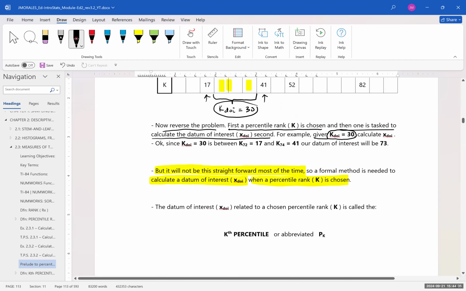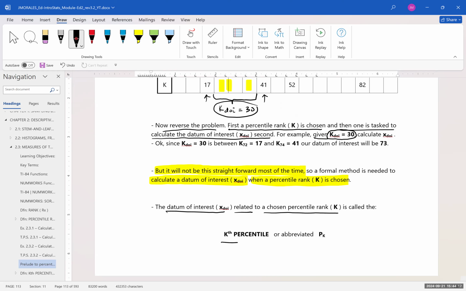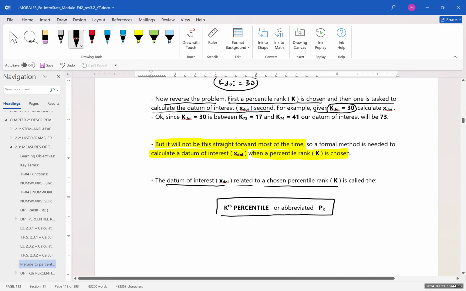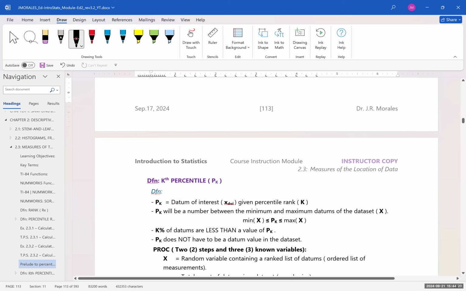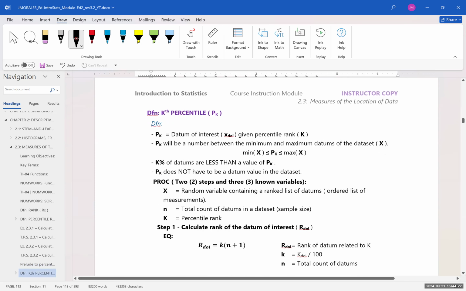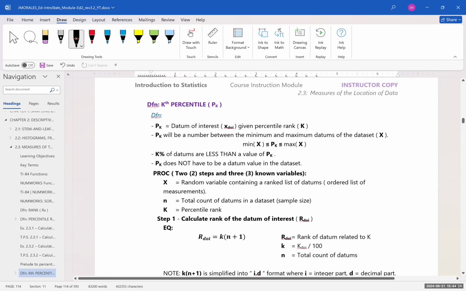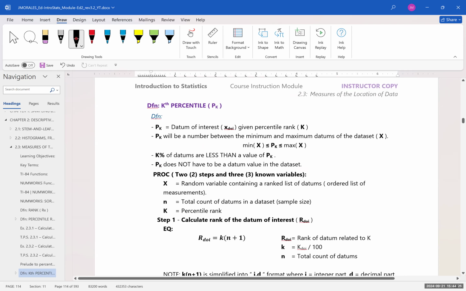The datum of interest is related to a chosen percentile rank, and this is called a kth percentile, or abbreviated pK. So let's look at the definition of the kth percentile. So the kth percentile is the datum of interest given a certain percentile rank.